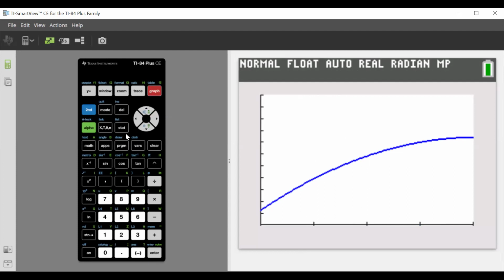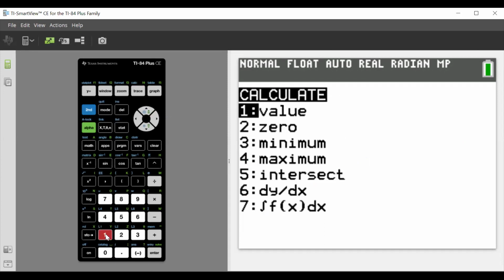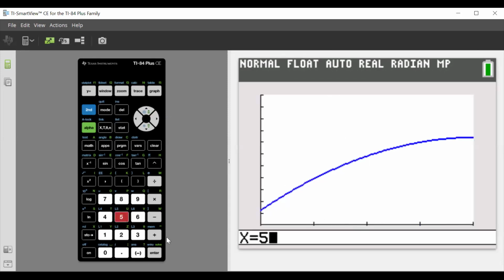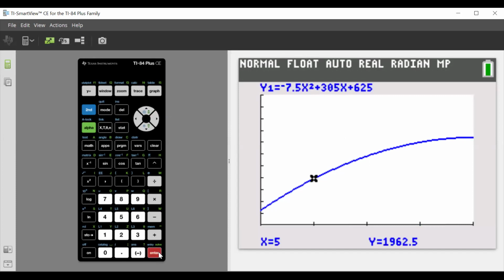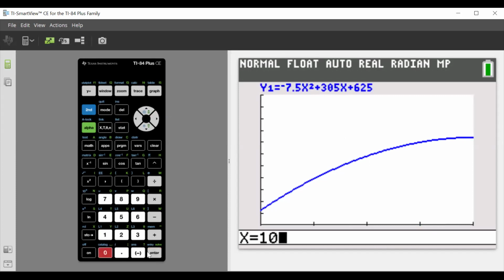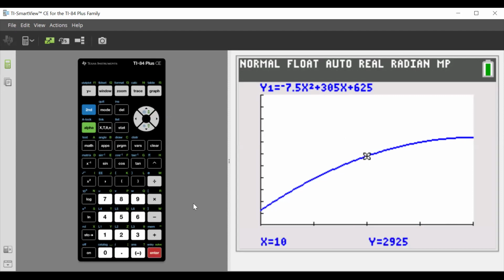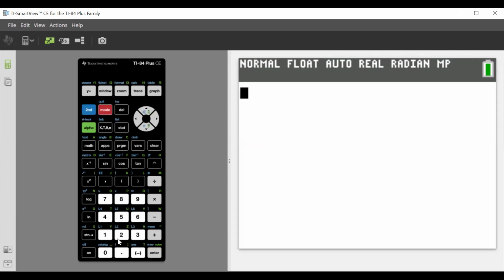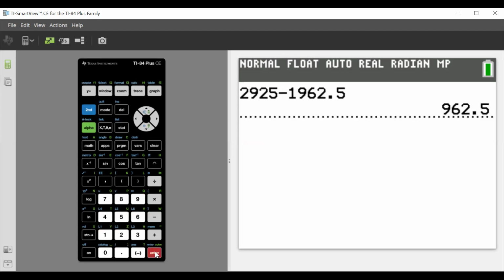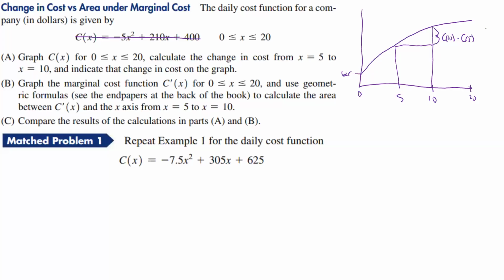All right. And so what we can do to figure out those values, instead of actually doing the calculation, is plug in 5. And so we're going to get 1962.5. And if we plug in 10, we get 2925. All right, so now we get 2925 minus 1962.5. So we get 962.5. All right, so coming back over here, we know that that difference is 962.5. All right, so that is part A.